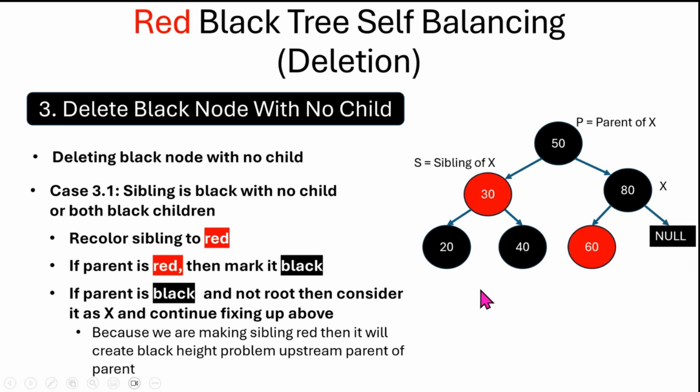1, 2, null 3. 1, 2, 3. 1, 2, and here null 3. So it fixed everything. This is the first subcase in deleting a black node with no child: if the sibling of X is black with no child or both black children, it can be easily fixed using recoloring. And we may need to continue that recoloring upstream until the root, in some cases.